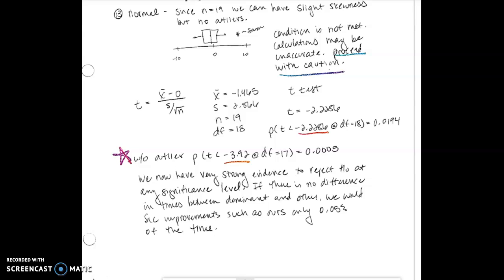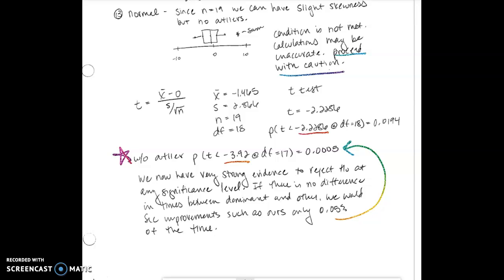For the conclusion, we always have our normal parts. We now have very strong evidence to reject H sub 0 at any significance level, we said, because we were working without the outlier. If there is no difference in times between dominant and other, we would see results such as ours only 0.05% of the time. This 0.05 is just converting the decimal into a percentage. Making the decision to reject, interpreting the p-value, and doing so in context are the things that we're looking to highlight. Otherwise, this is just like a one sample test.